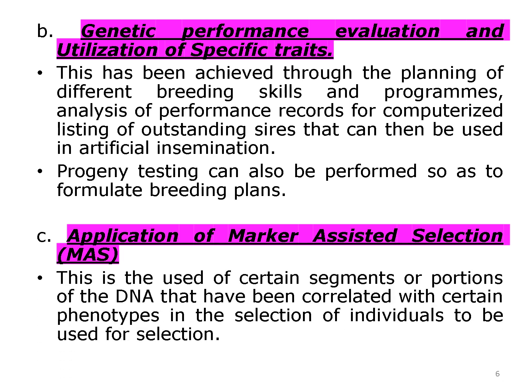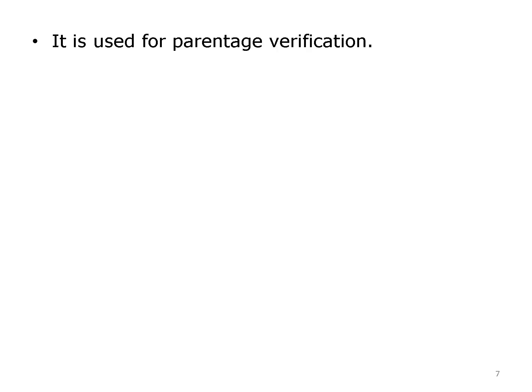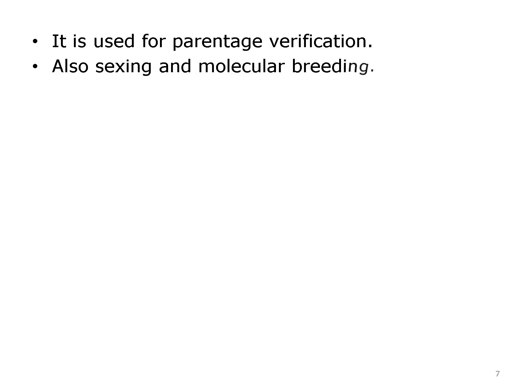Marker-assisted selection is the use of certain segments or portions of the chromosome, of the DNA, that have been linked to certain phenotypes or performance in individuals. So on that basis, individuals can be selected on the basis of how they perform. It is also used for parental verification, to know who the parents of specific animals are. We can also use it for sexing and in molecular breeding.